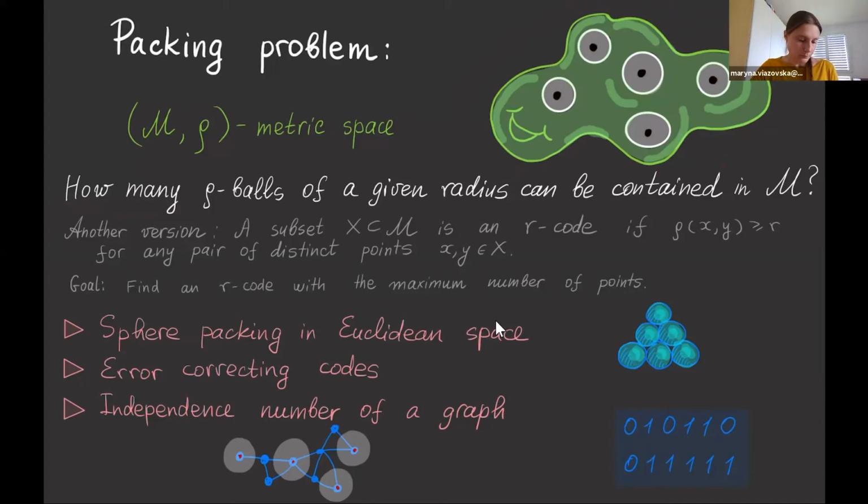And so this problem also has another version. We say that a subset X of M is an R-code if the distance between any two distinct points of X is at least R. And so the problem of finding a good R-code is almost equivalent to the problem of taking balls of radius R divided by 2.